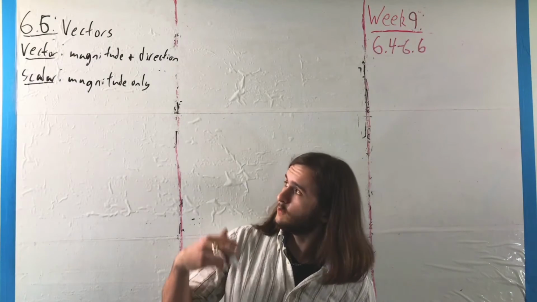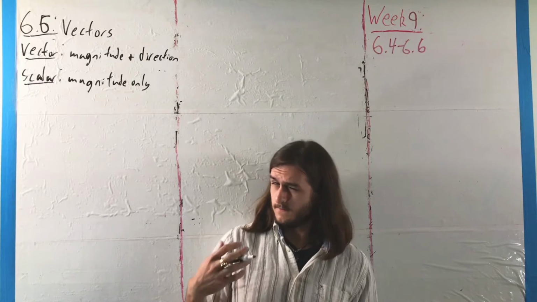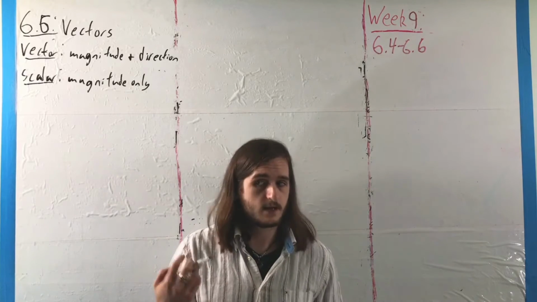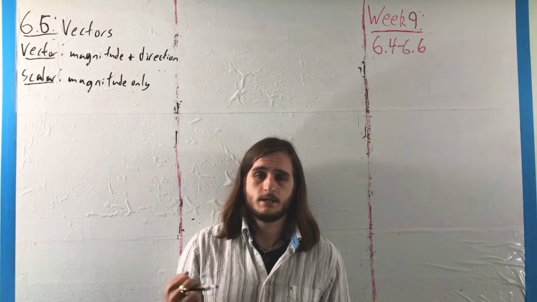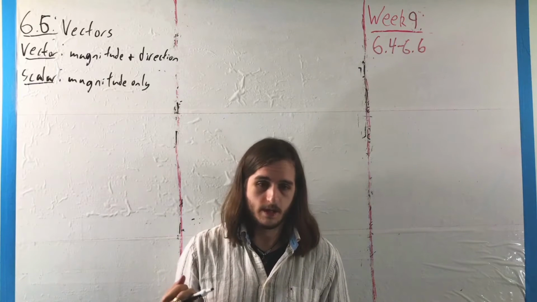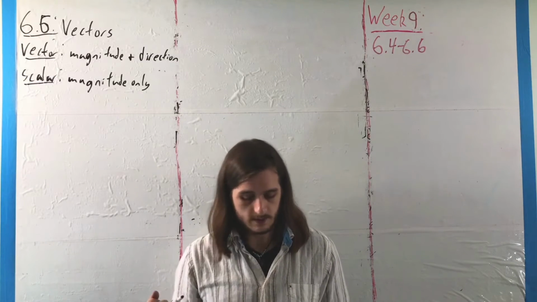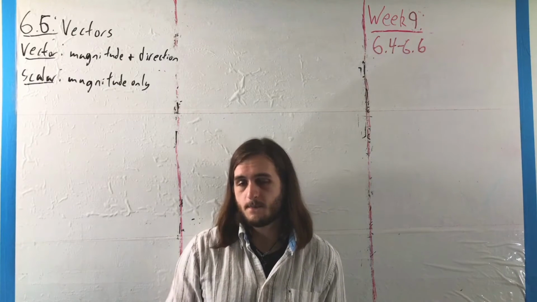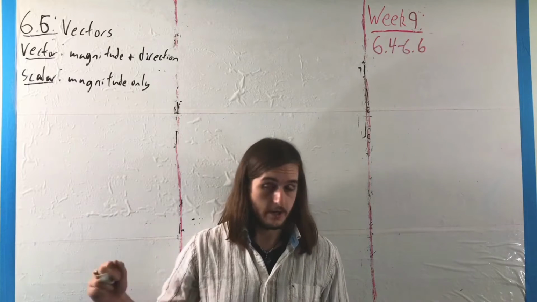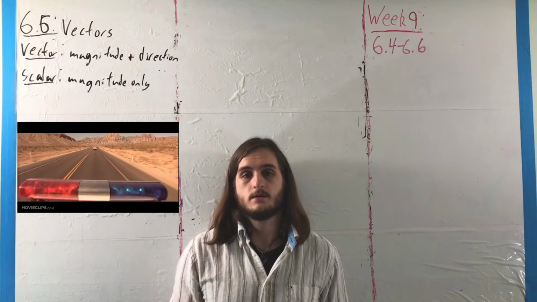So moving into section 6.6, we're talking about things called vectors. And to understand what a vector is, give a pretty basic example. So let's say that you're driving home one day and you're driving along US 41 and you're going 70 in a 45. Well, chances are you're going to get pulled over for going that fast.